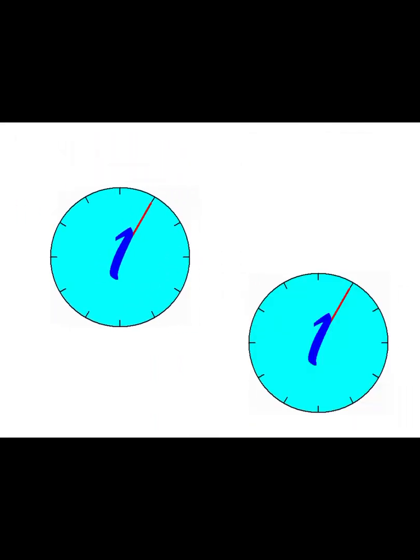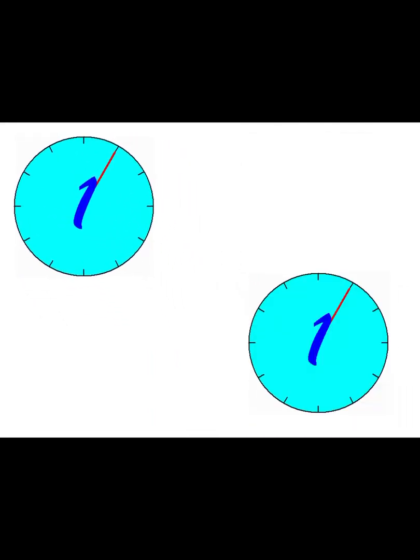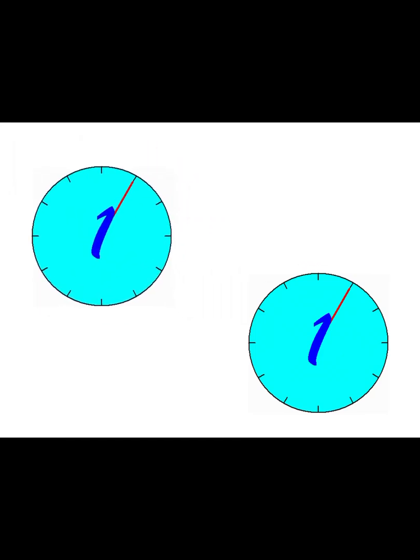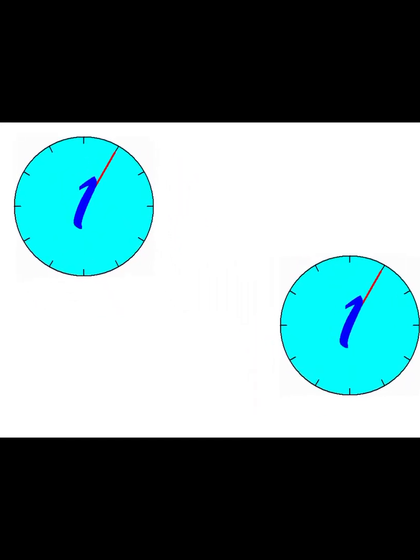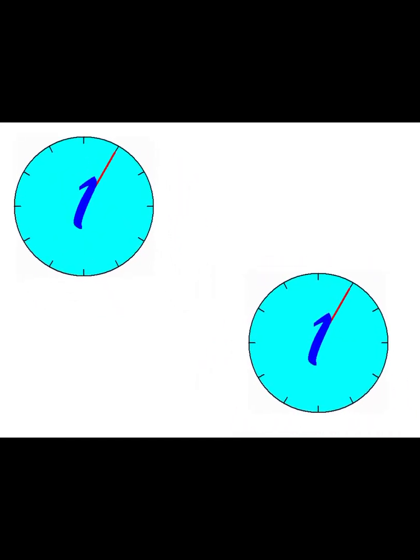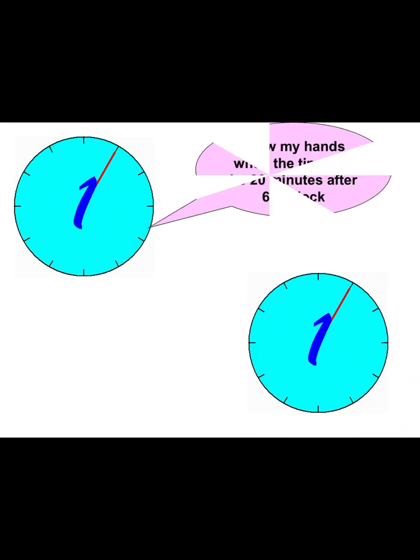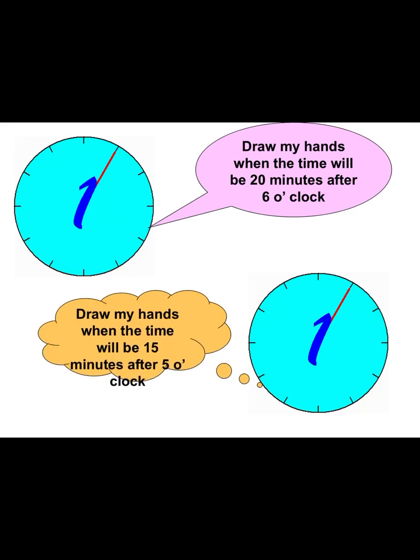Draw my hands when the time will be 20 minutes after 6 o'clock. Now guess where will be the 6, where will be 3, where will be 9 and where will be 12. That means you have to draw the minute hand at which number? Yes, at.